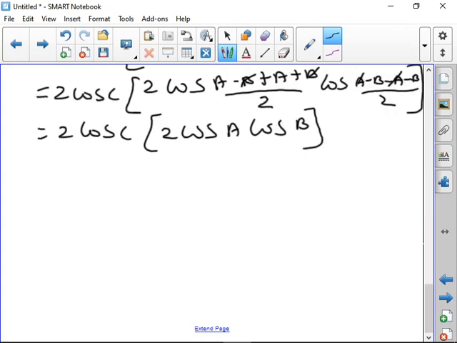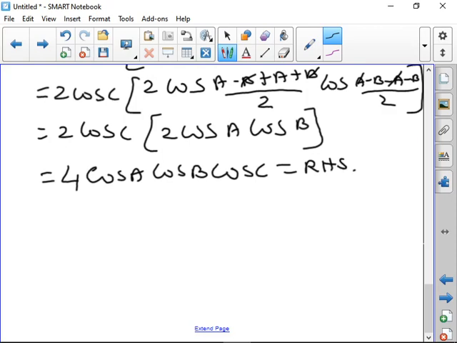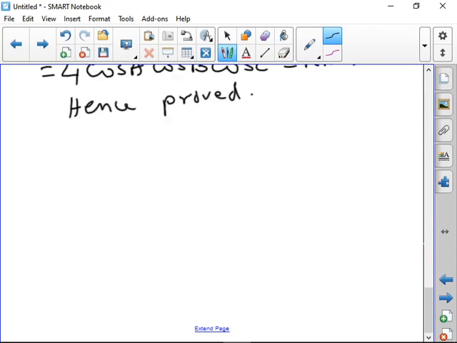So what is our final answer? So it is equal to, putting in order, 4 cos A cos B cos C, which is equal to the right hand side. Hence we have proved. Okay. So the second subdivision you can take for homework. Now we will go to the next question.